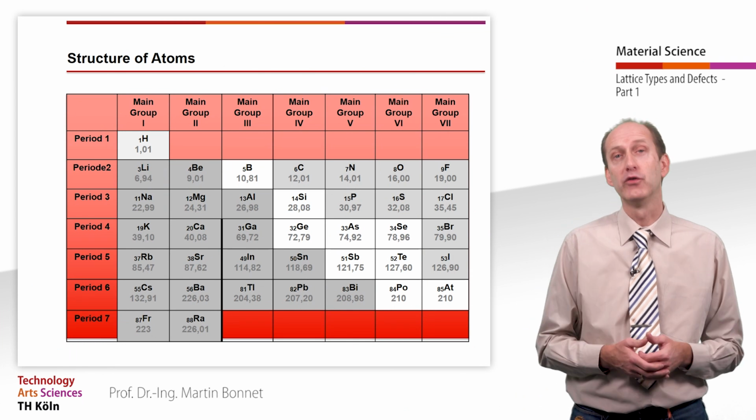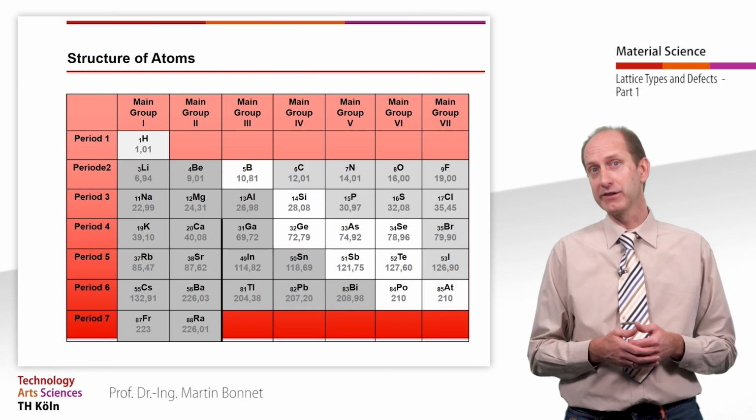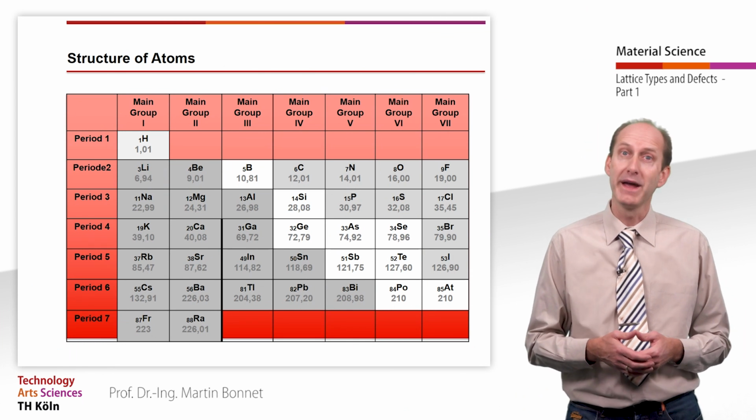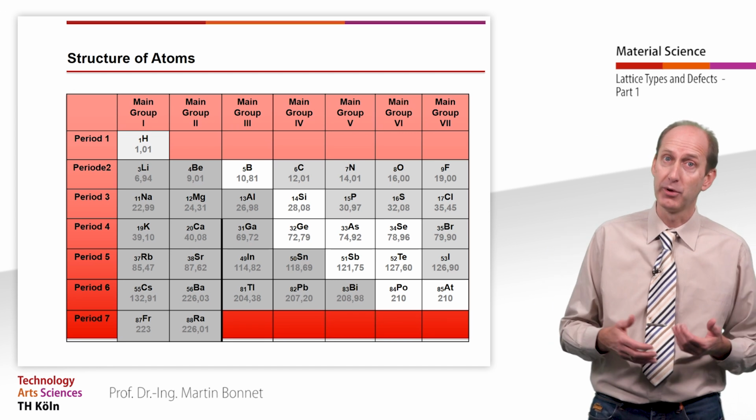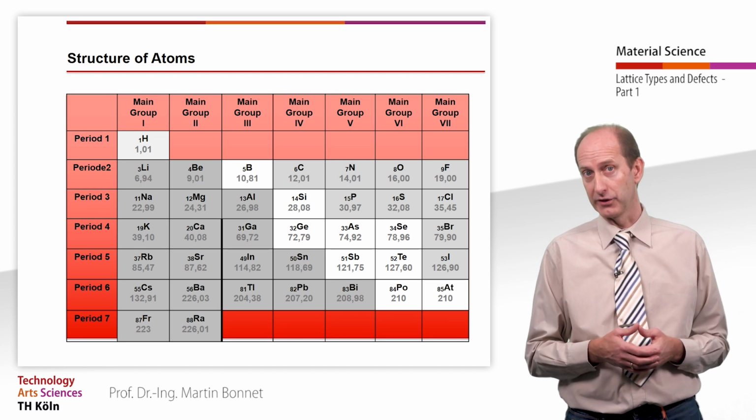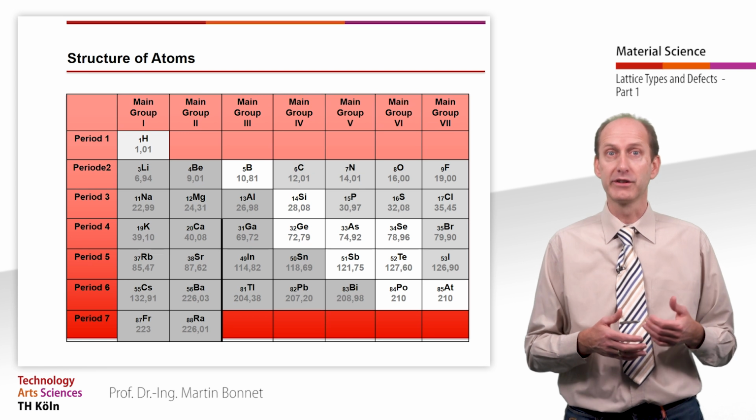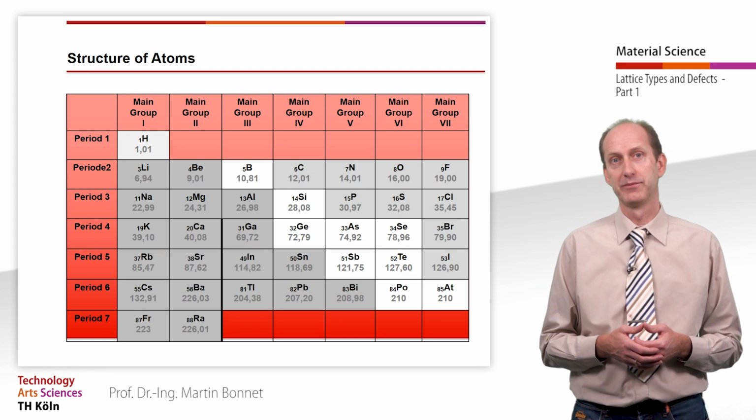The electron configuration can be found in the periodic table of elements. The main group's number corresponds to the number of valence electrons. The period corresponds to the number of shells.